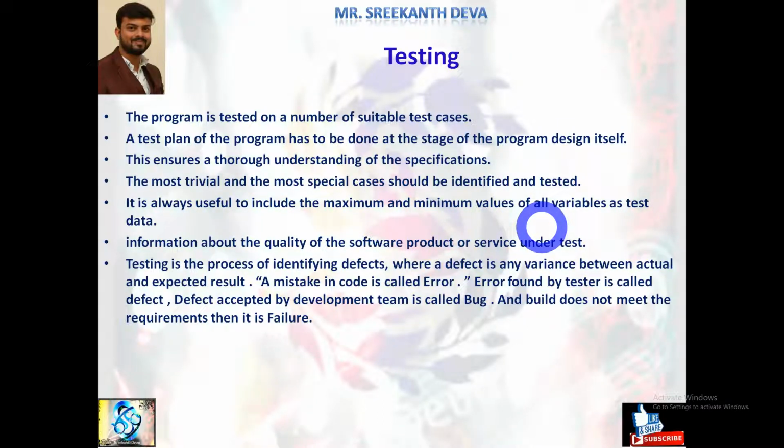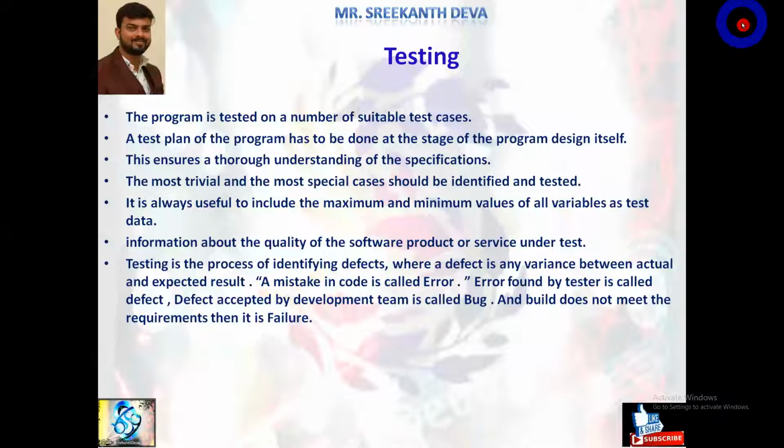Testing gives information about the quality of the software product or service under test. Simply remember, testing is a process of identifying defects, where a defect is any variance between actual and expected result. A mistake in code is called an error. An error found by a tester is called a defect. A defect accepted by the development team is called a bug. And if the build does not meet the requirements, then it is a failure.